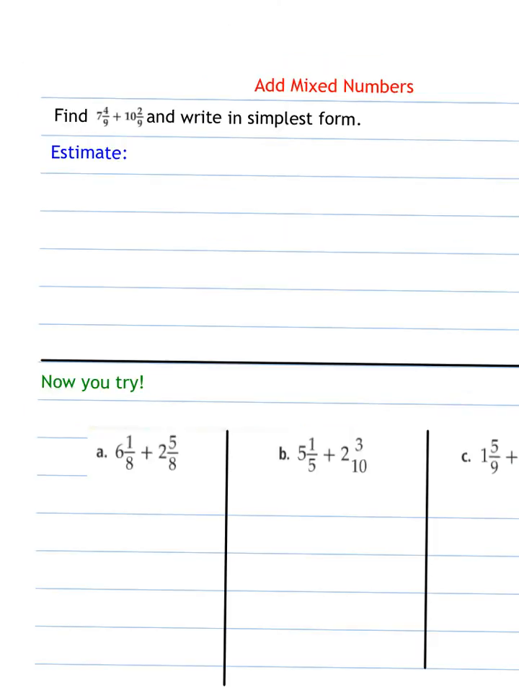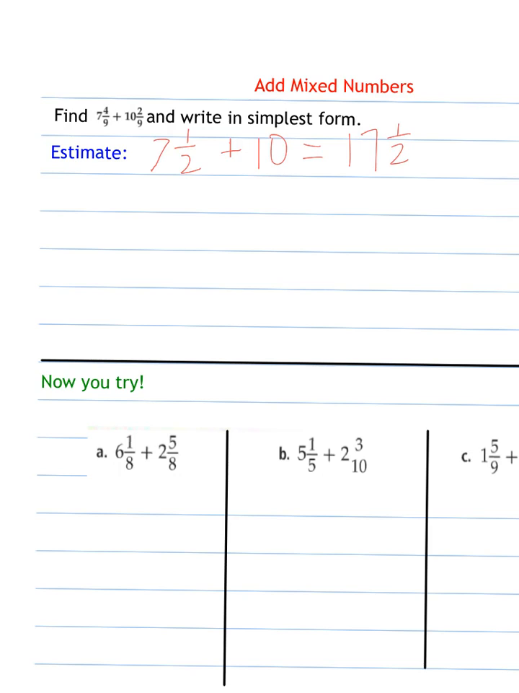Okay, here's our first example to look at, 7 4/9 plus 10 2/9. So first I'm going to go ahead and estimate these. 7 4/9 is close to 7 1/2. Okay, and 10 2/9, I'm going to round it down to 10, which add those two together. 7 plus 10 is 17. Add the half. So our answer should be somewhere around 17 1/2.